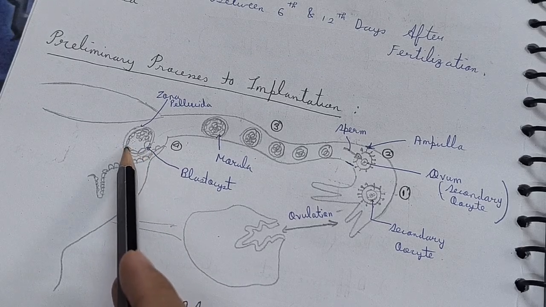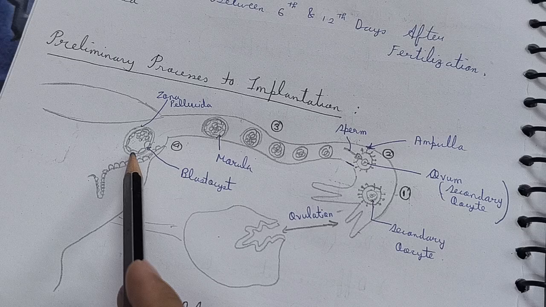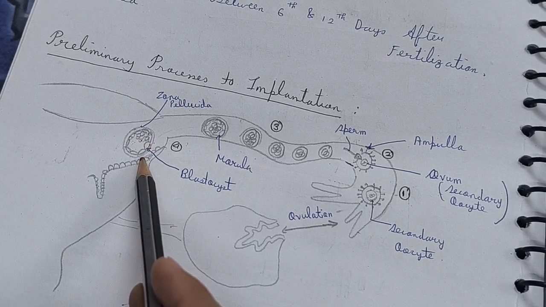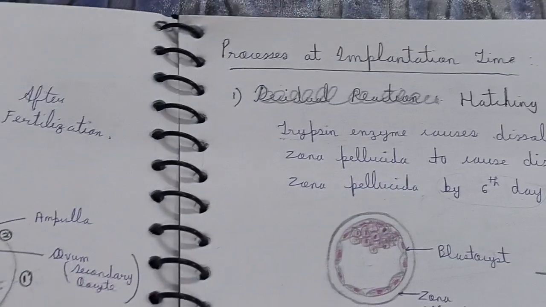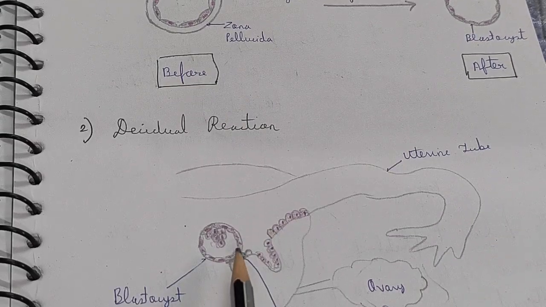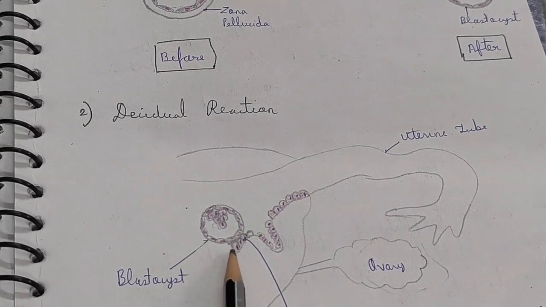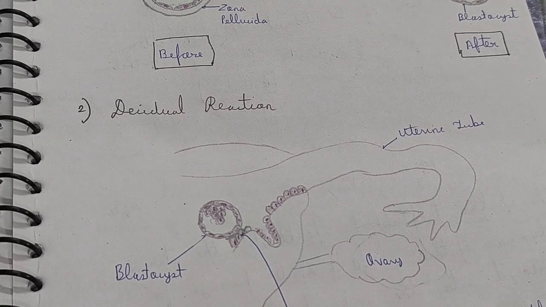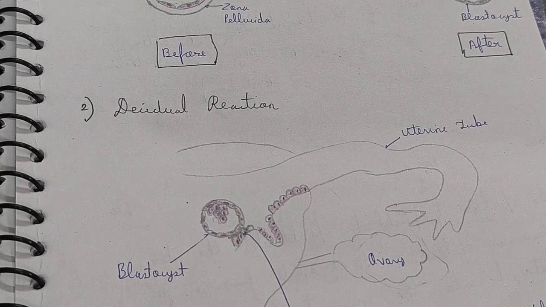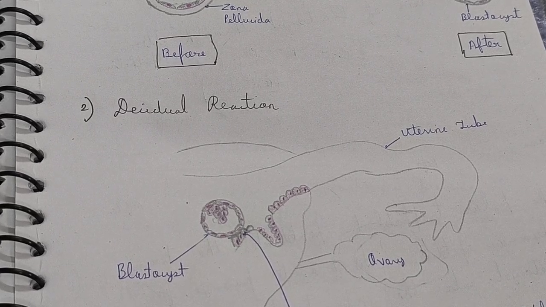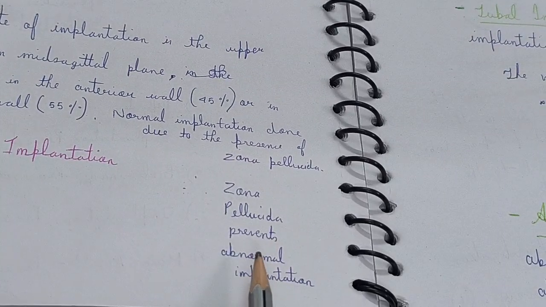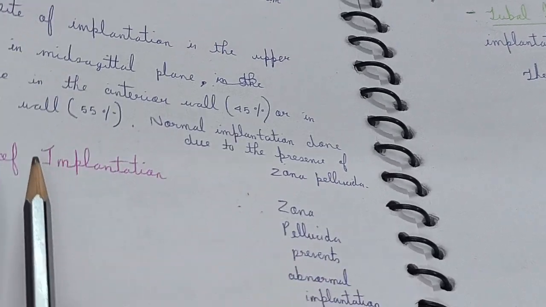Also, by the beginning of normal implantation, when the blastocyst is just about to attach to the upper columnar uterine epithelium, this hatching of the zona pellucida occurs. So when hatching of the zona pellucida occurs, normal implantation occurs. Therefore the main function of the zona pellucida is to allow normal implantation and to prevent abnormal sites of implantation. So normal implantation is done due to the presence of the zona pellucida, and this zona pellucida prevents abnormal implantation.